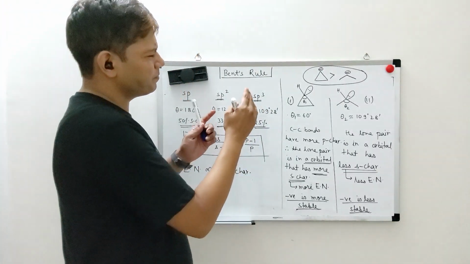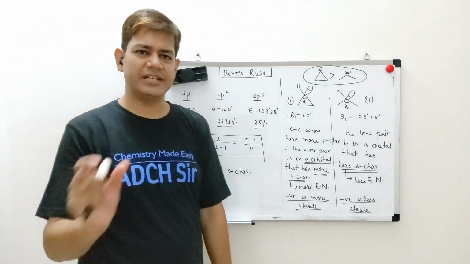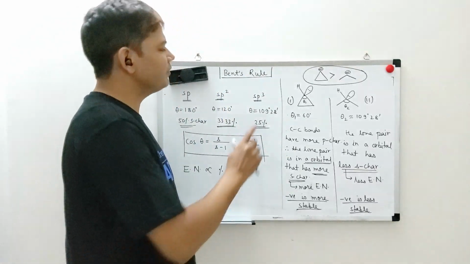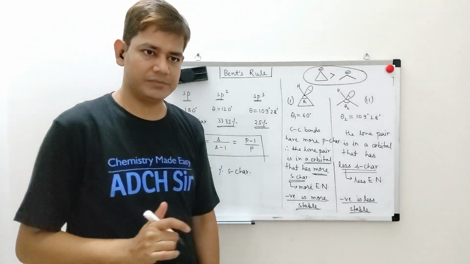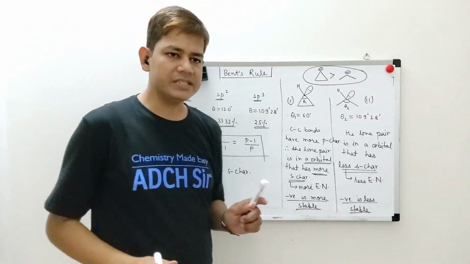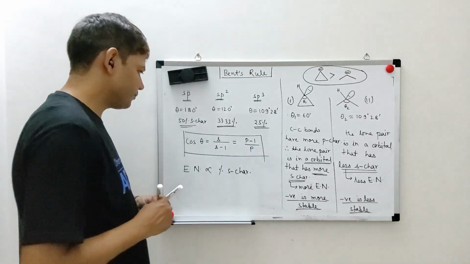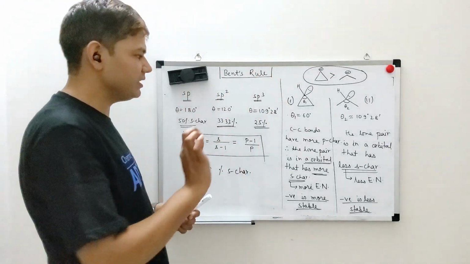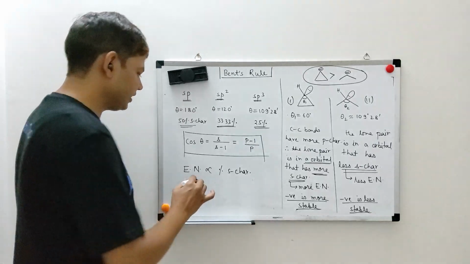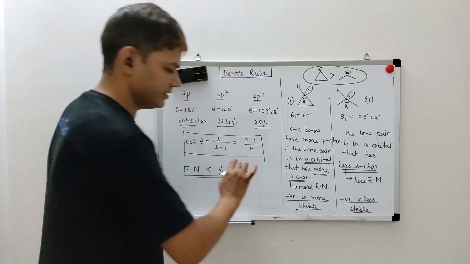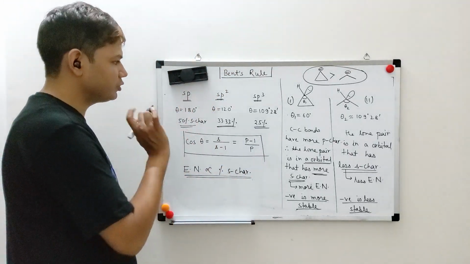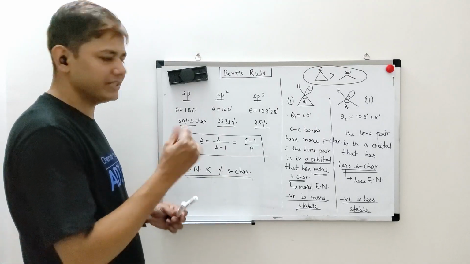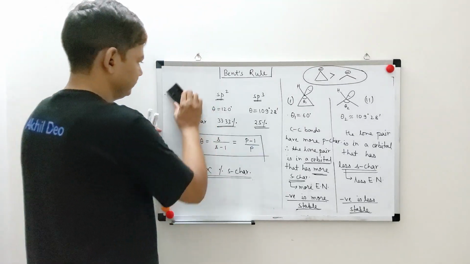This is a part of Bent's rule. The actual statement is slightly different. Now we'll come to the actual statement of Bent's rule. We'll keep in mind that as bond angles change, hybridization will change, and electronegativity increases with increasing percentage s character. We'll keep these two points in mind, and now let us look at the actual statement of Bent's rule.